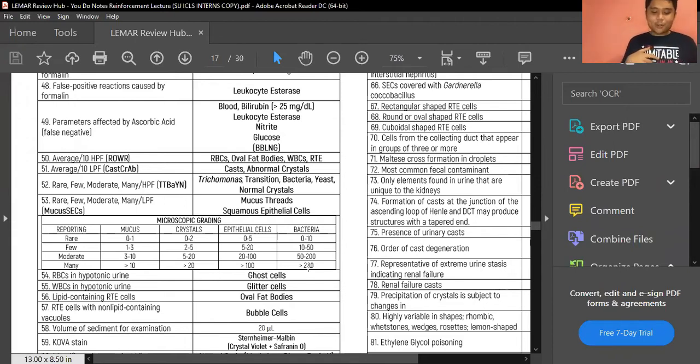And then 200 prayers. Just kidding. Hopefully there are no questions on that, but in case, be familiar with or memorize these numbers, the grading.